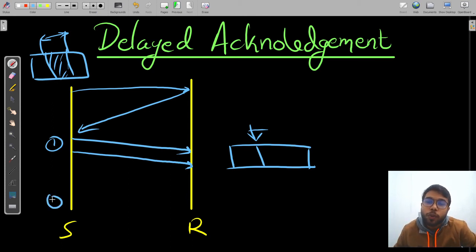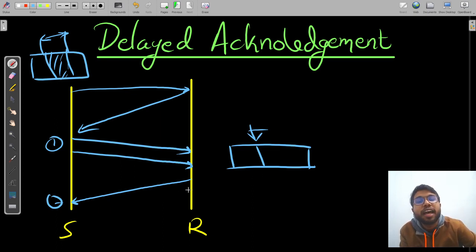So it is going to wait for some time, and we do not need to acknowledge right away. Because if I acknowledge right away, the sender is going to send me more information at that moment. So what we can do instead is not send the acknowledgement instantly, wait for some time and send it, so that the sender receives our acknowledgement when we have enough space to receive more data.